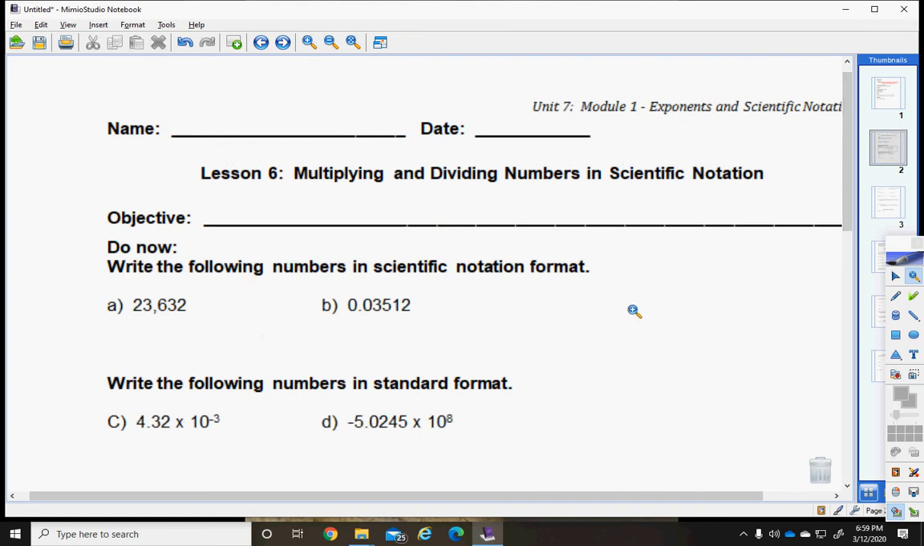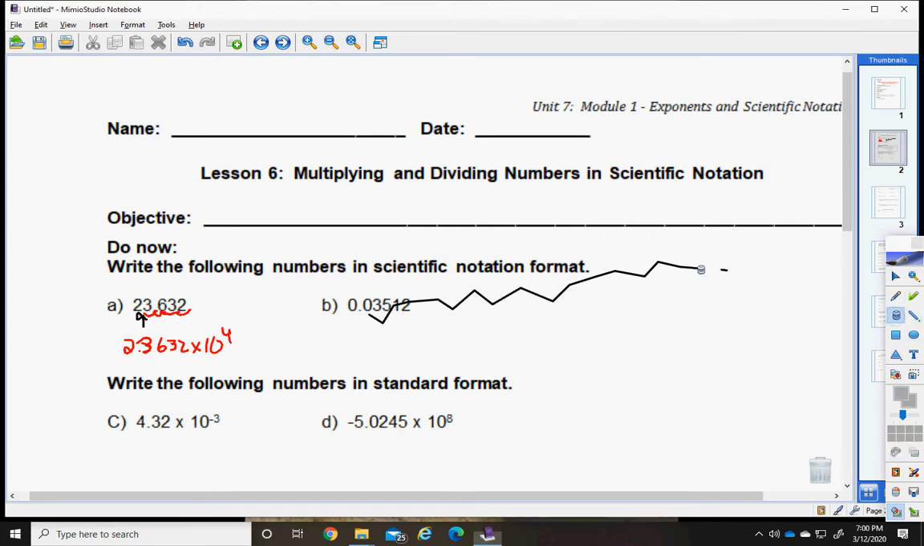You learned how to write things in scientific notation yesterday. We wish for a decimal to be there. Therefore, we write it as 2.362632 times 10 to the, and we count from the arrow to the decimal, 1, 2, 3, 4.